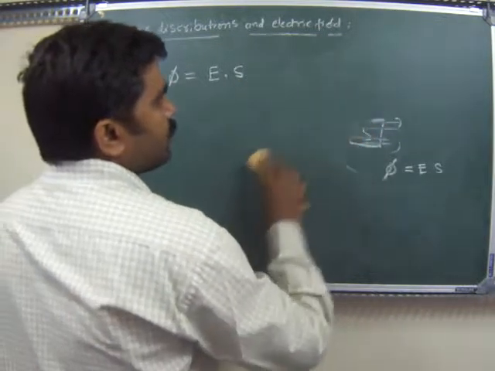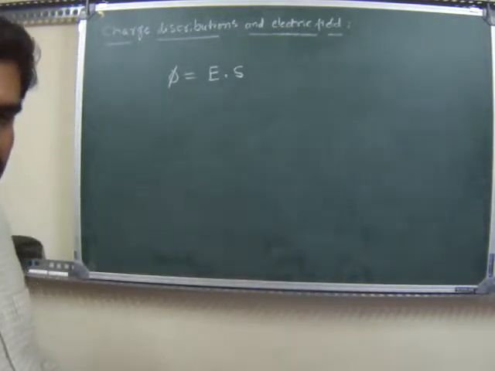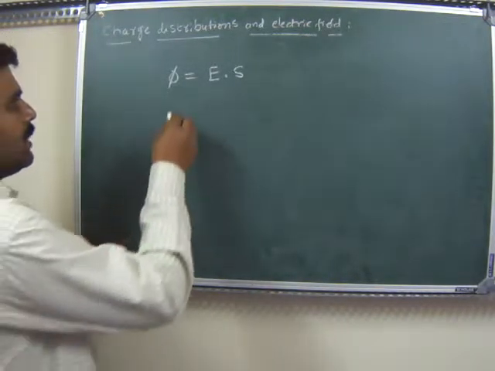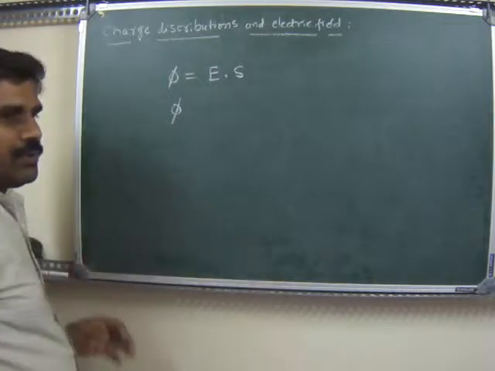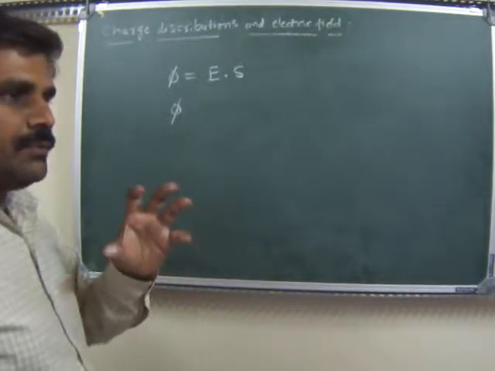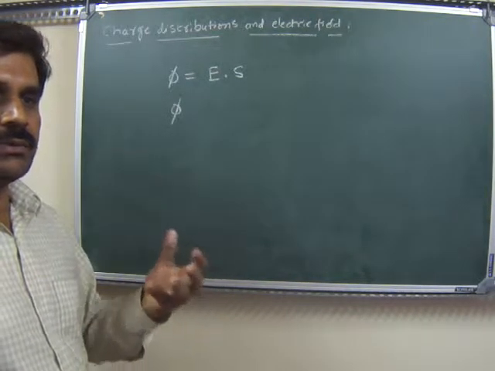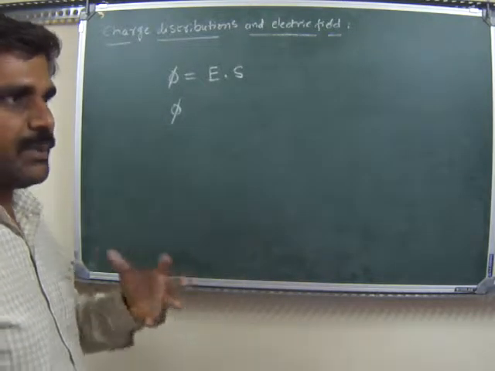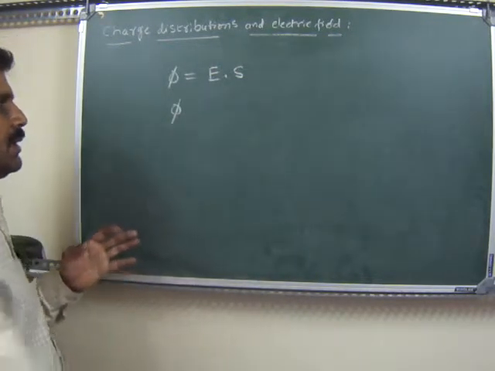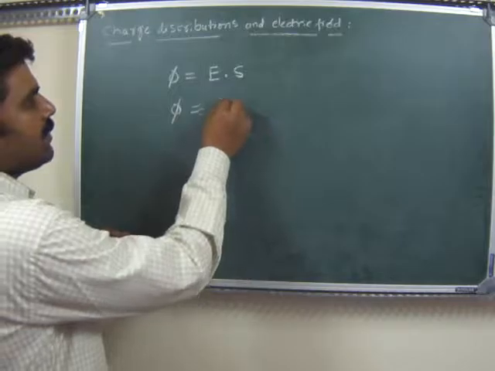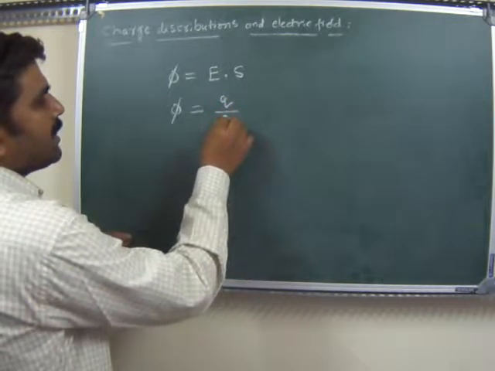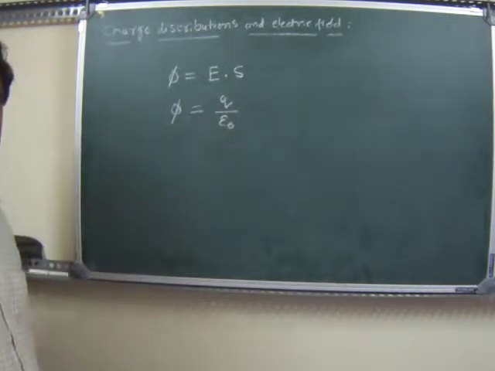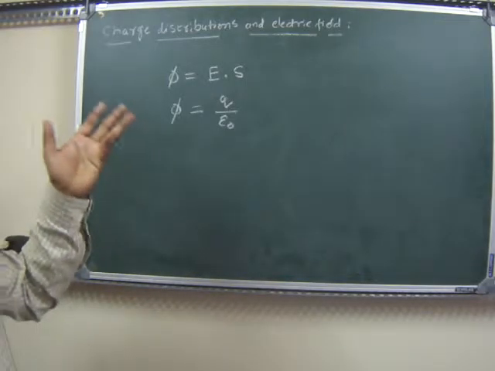So now we have two concepts, that is phi is equal to E dot ds, and according to Gauss, for a particular area around the charge, which we call a Gaussian surface, the flux passing through is equal to 1 by epsilon naught times the charge on it.